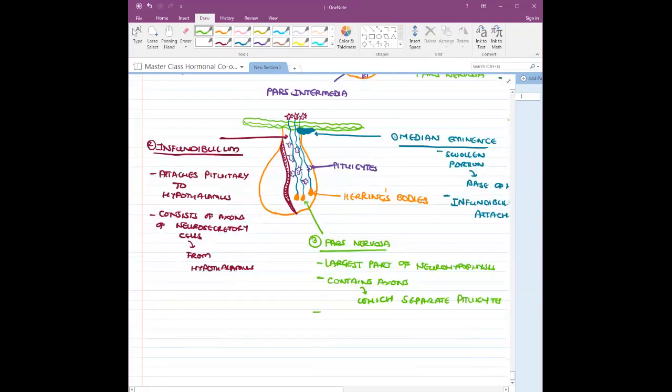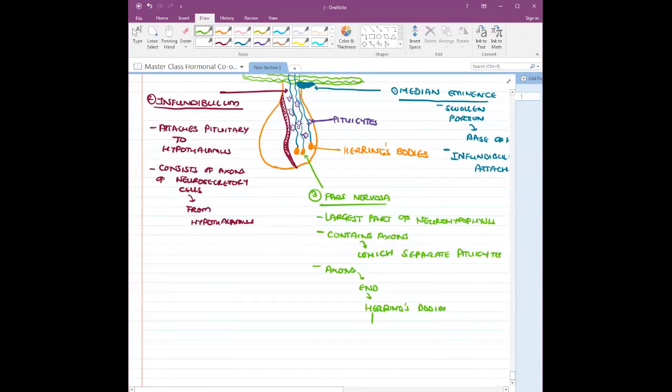Now once again, these axons, where are they going to end? These axons are going to end in your Herring bodies. The axons end in certain structures which are called Herring bodies. And what is the job of these Herring bodies, guys? These are going to store the hormones, and they are going to secrete them as and when required.